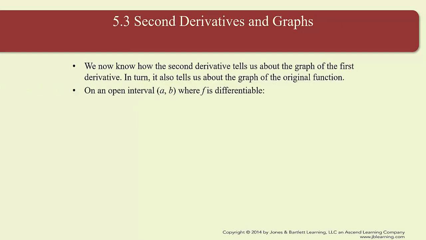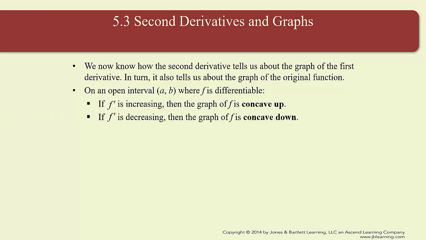Specifically, this definition. If you have an open interval (a, b) where the function is differentiable, if the derivative of the function is increasing, then the graph of the function is said to be concave up. If the derivative is decreasing, then the graph of the function is said to be concave down. Concave up kind of looks like a cup. Concave down kind of looks like a frown.